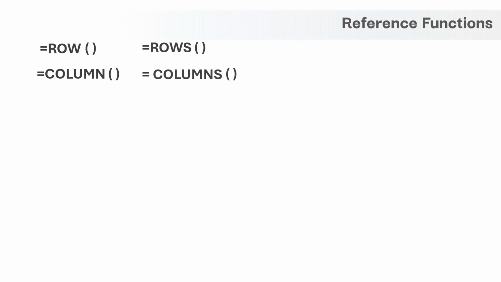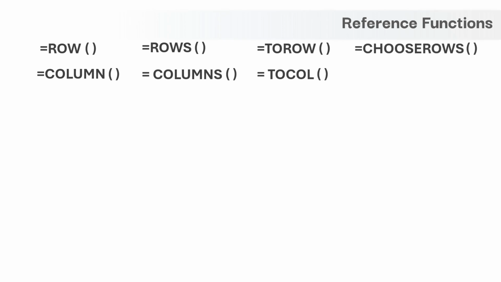Hello and welcome back. In this video, we will learn the next set of functions under the reference category, and we will explore a total of 8 functions. We will start with the ROW and COLUMN functions, then ROWS, COLUMNS, TOROW, TOCOL, CHOOSEROWS and finally the CHOOSECOLS function. These functions are very simple to learn, so let's get started.